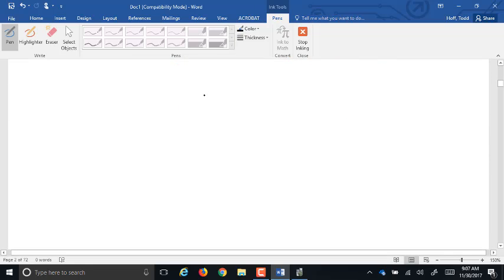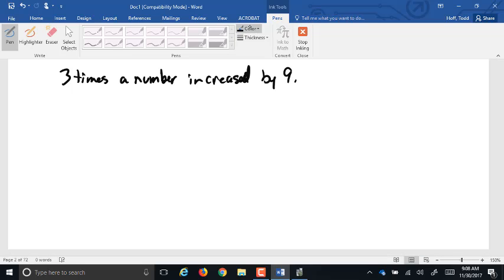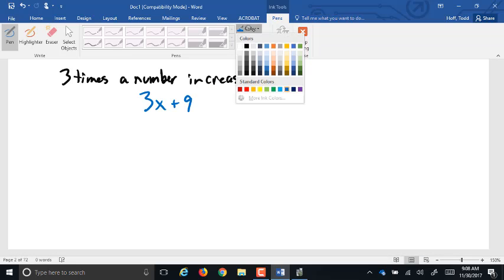We're a little crunched for time, so I'm going to speed her up a little bit. And it's a little more difficult when we have multiple operations to deal with. Like, how would you write this one out? 3 times a number increased by 9. 3x plus 9. Very good.